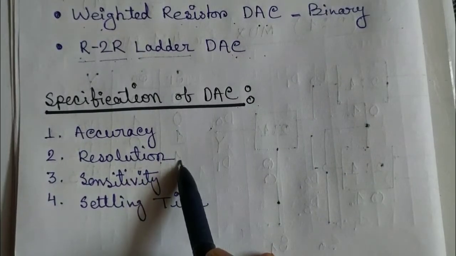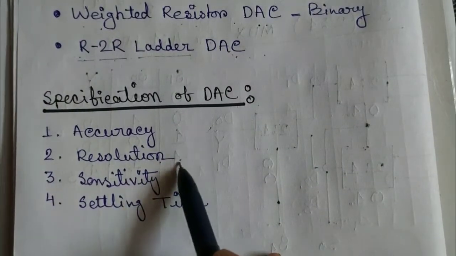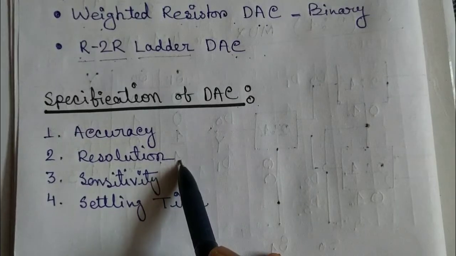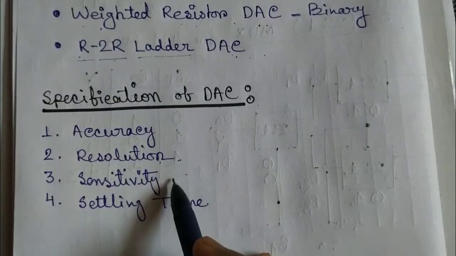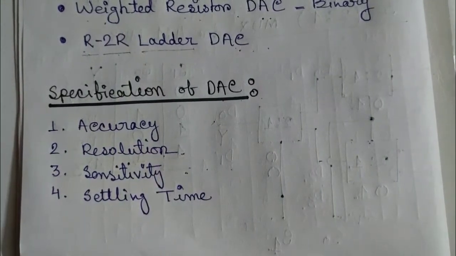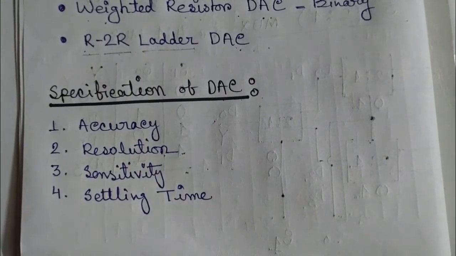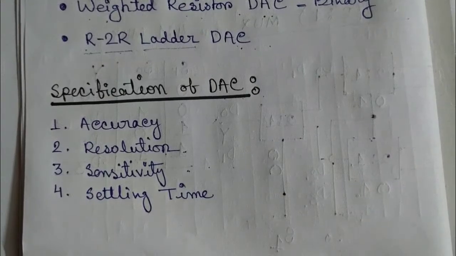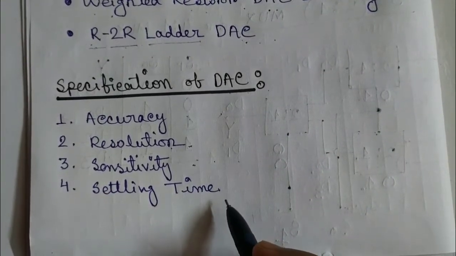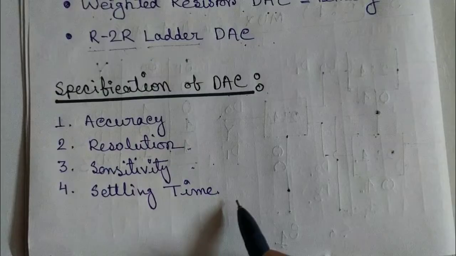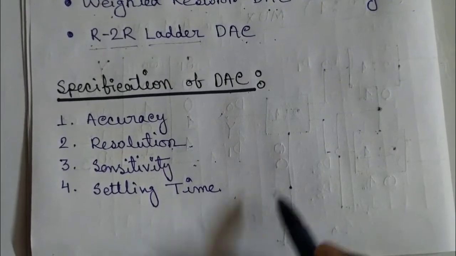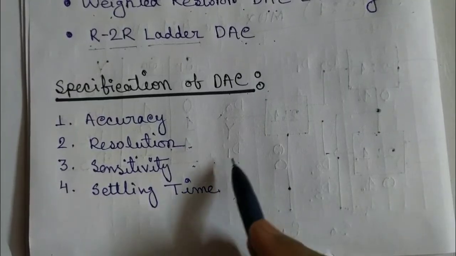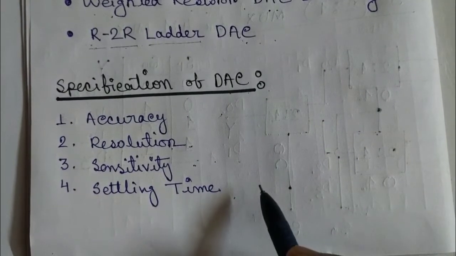Then the second specification is resolution. Resolution means the smallest change that DAC can measure. Third one is sensitivity. Sensitivity means how fast the DAC is to produce the signal. There is another specification of DAC converter, settling time. It is the time required to be captured after measurement. So these are the main four specifications of DAC converter.